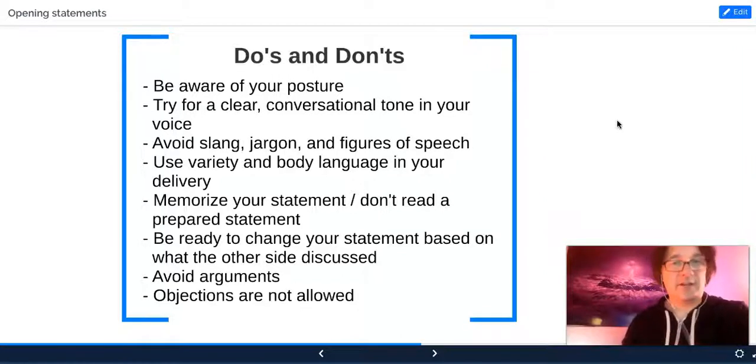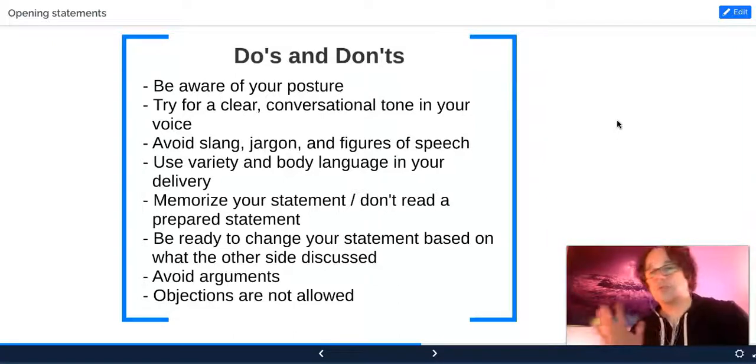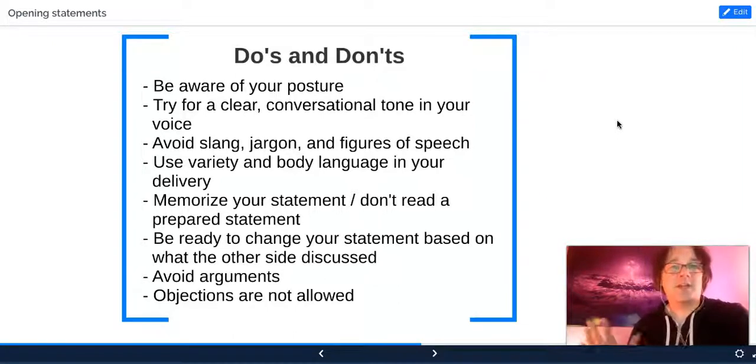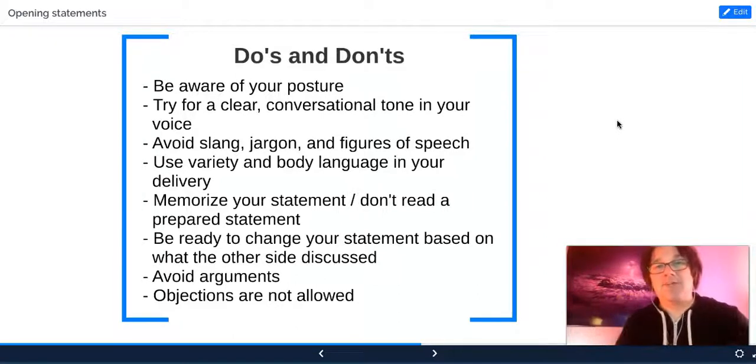You want to use a variety of body language in your delivery. We could just summarize that as try not to be robotic. Make sure you move around. Move your hands around a little bit when you're talking. Do some stuff with your head. Make sure that you look like you're a human, especially because we're doing this remotely. It could very easily come off as being really rigid.